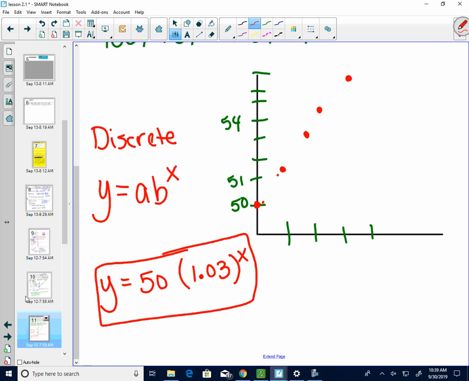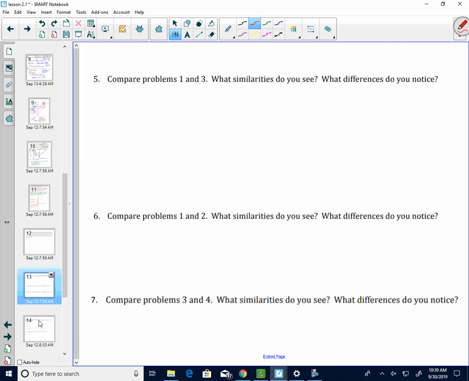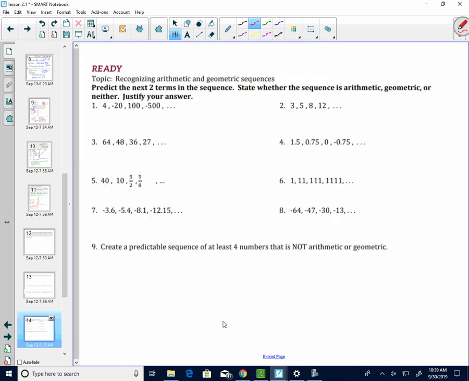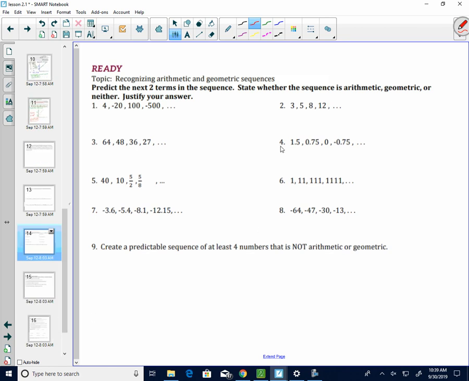So we're going to skip the rest of these examples for this video, and I'm going to do one example from the Ready, Set, Goes. Ready, Set, Goes 1 through 8 is you've got to tell if it's arithmetic, geometric, or neither. Remember, arithmetic is your adding. Geometric is your multiplying. So if we're adding going to the right, we go backwards by subtracting.